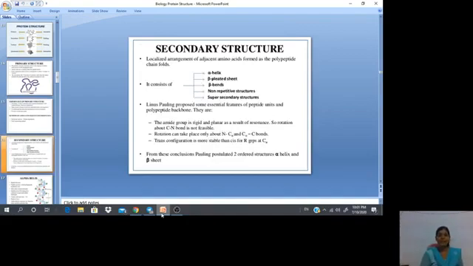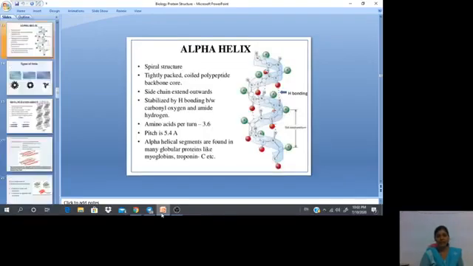Now we will discuss the secondary structure. Secondary structure has localized arrangement of adjacent amino acids formed as the polypeptide chain forms. It consists of alpha helix, beta pleated sheet, beta bends, non-repetitive structures, and super secondary structures. A few arrangements are shown in the upcoming slides.